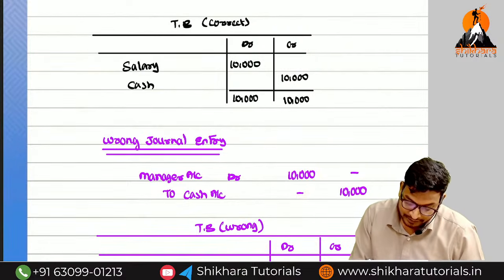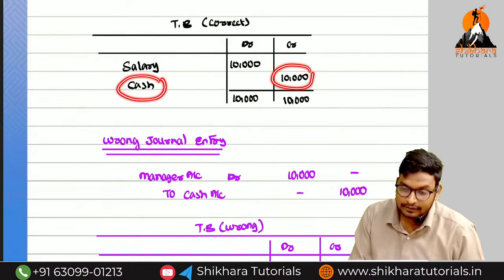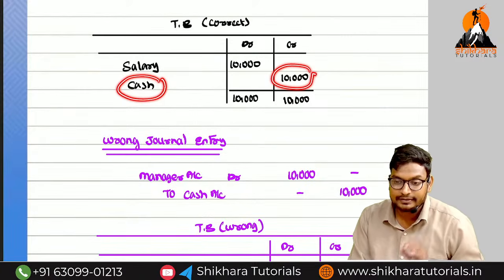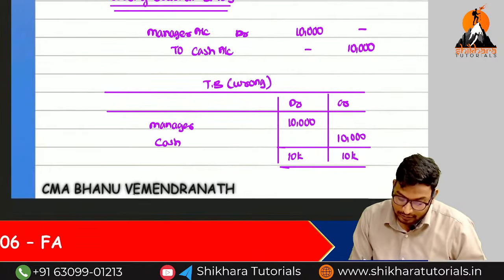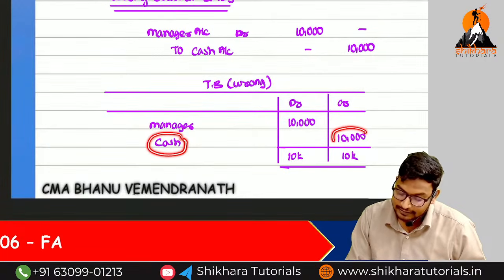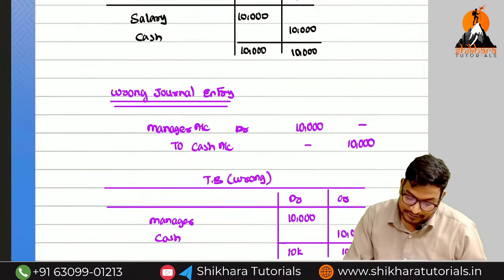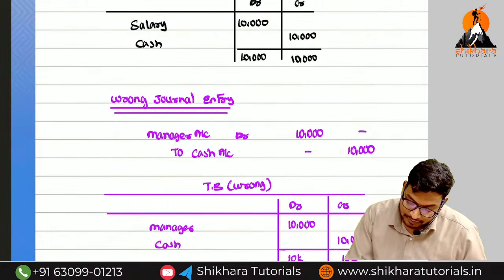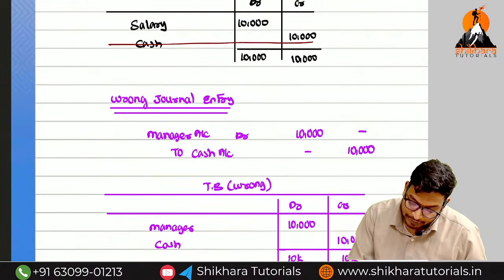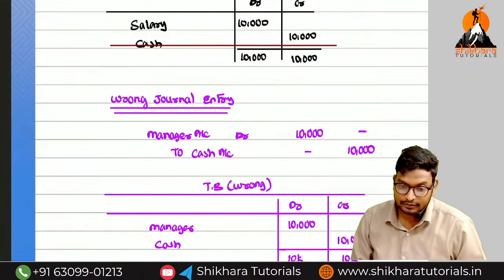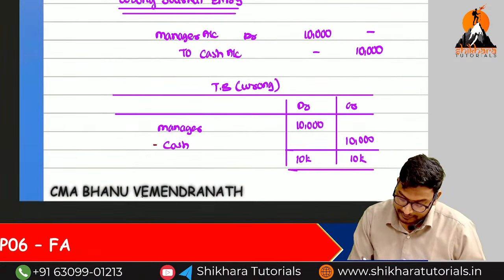So compare. Cash should be on which side? Correctly, the credit side should be there. Here also the credit side is there or not? Yes, the cash is on the credit side. That means correct or wrong? Yes, correct only. So should we disturb it or not? We should not disturb this one. I am going to strike it off. Okay? So here also please strike it off.